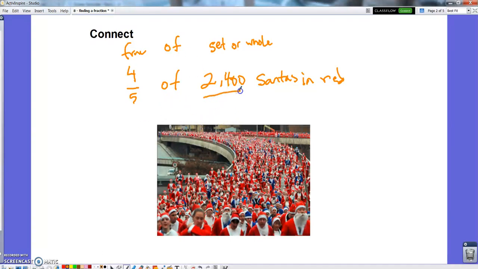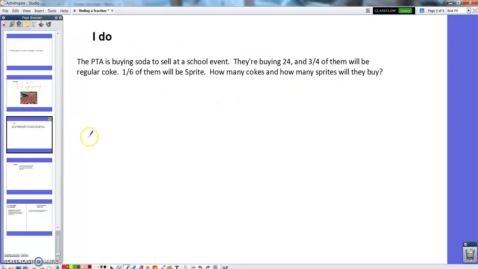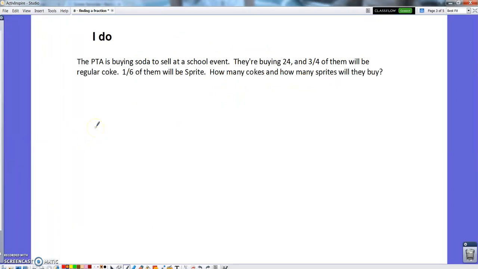Probably not going to give you too many numbers as big as 2,400 this time. But I just wanted you to have an idea of what we're going to do first. Find the fraction, 4/5, of a set. What fraction of this group was in red? So I'll pare it down a little bit from there. So here's my question for you.